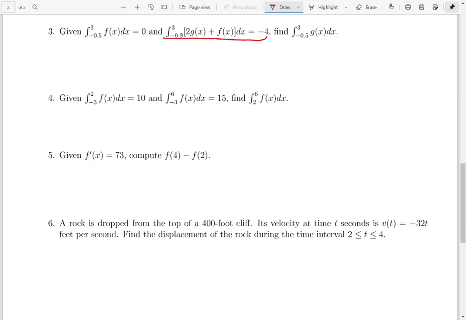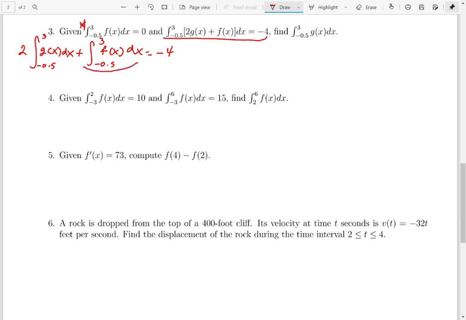Well, I can go ahead and take a constant times a function. And so this is going to be 2 times the integral from negative 0.5 to 3 of g of x dx plus the integral from negative 0.5 to 3 of f of x dx is equal to negative 4. Alright, at this point, note that the given was that that definite integral equals 0. And so that means that this really states that all of this is 0.